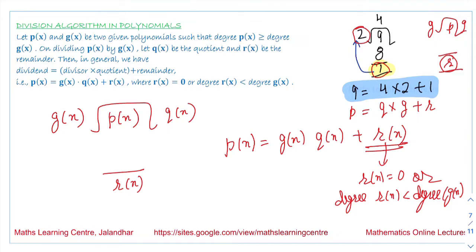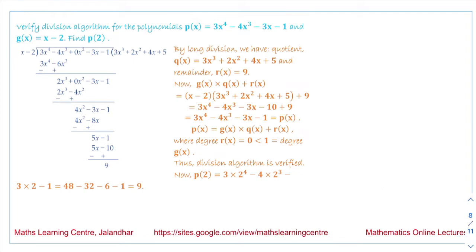So now in this question we have to verify the division algorithm for the polynomial. p(x) and g(x) are given to us. So we are talking about how we divide these polynomials. It is 3x raised to the power 4 minus 4x cube minus 3x minus 1, and we are dividing it with x minus 2. So what we look at is the degree of this polynomial is 4 and the degree of this polynomial is 1.